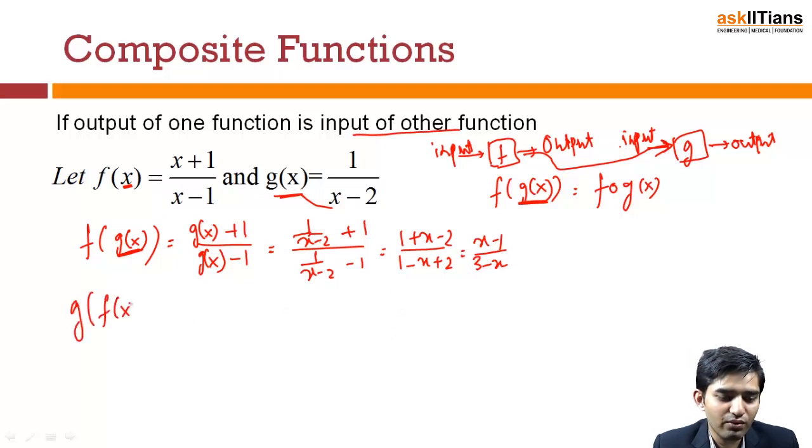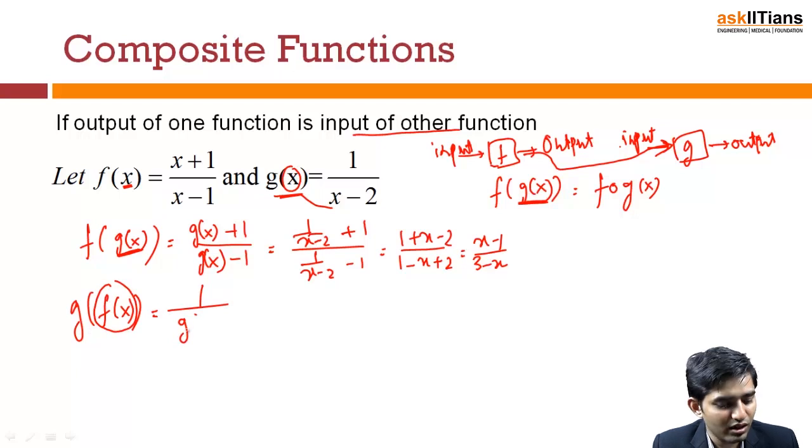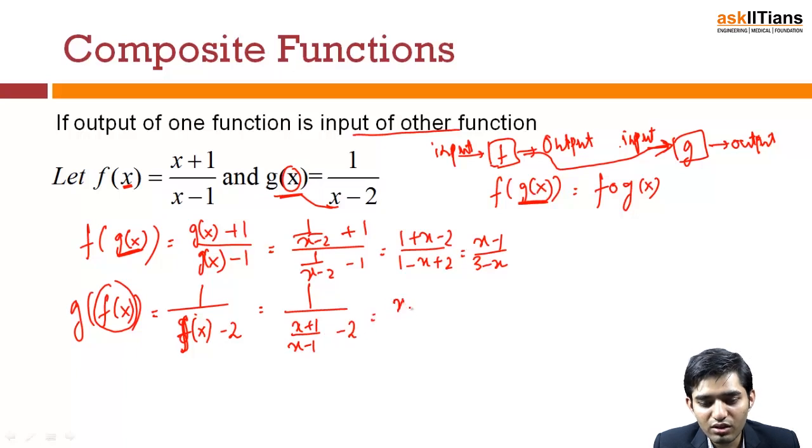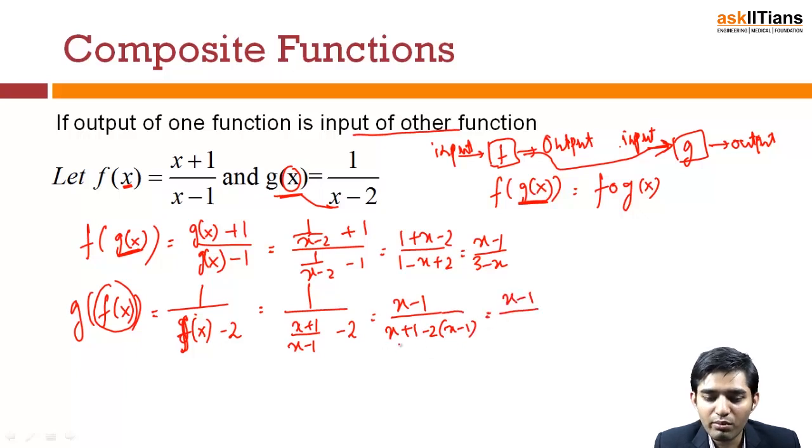Similarly, you can find out g(f(x)) also. What will be g(f(x))? Wherever there is x, just replace it by f(x). So g(f(x)) will be 1 by (f(x) - 2). And what is f(x)? f(x) is given in the question. f(x) is (x + 1) divided by (x - 1). Now you can just solve this. So you will get (x + 1 - 2(x - 1)). Now you can simplify this and find out. So this will be how much? x, so minus x and plus 1 plus 2, plus 3. So this will be g(f(x)).